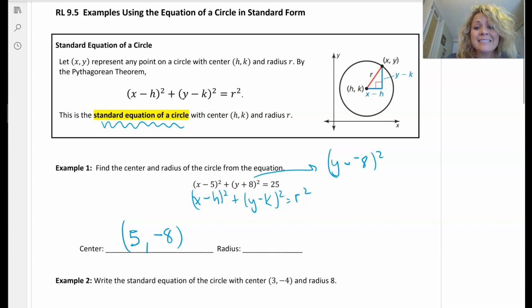And then lastly, that 25 is not our radius, but it's our radius squared. So if our radius squared is 25, we just take the square root. We know that when we solve a quadratic, that could be a positive or a negative, but in this case, a radius can only be positive. So the radius of that circle is positive 5.